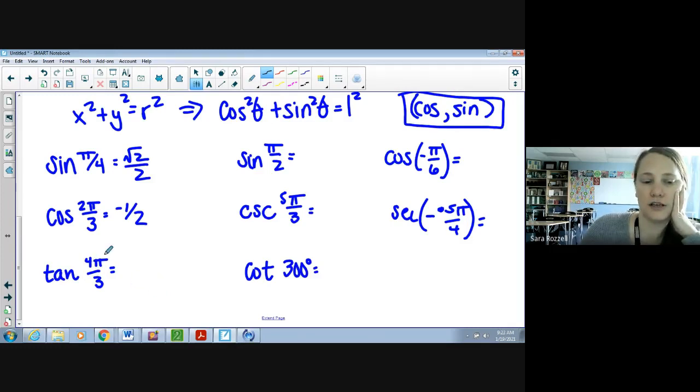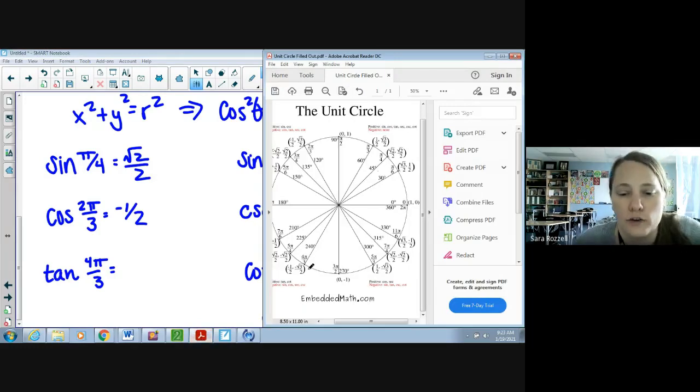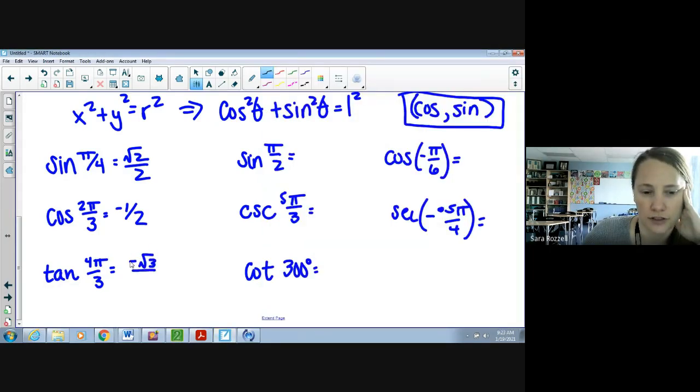All right, tangent of 4 pi over 3. Tangent is your y value divided by your x value. So go to 4 pi over 3. The y value is negative root 3 over 2. The x value is negative 1/2, and we're going to divide those. So y divided by the x. And I'm going to show you a trick that works for tangent every time that they're divided by 2. We've got negative root 3 over 2 divided by negative 1/2.